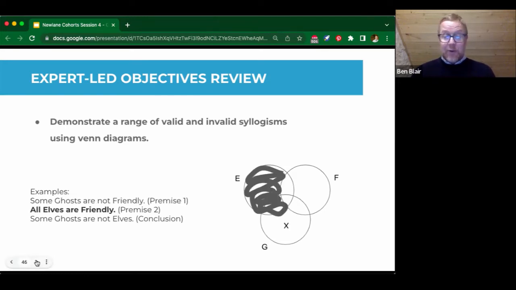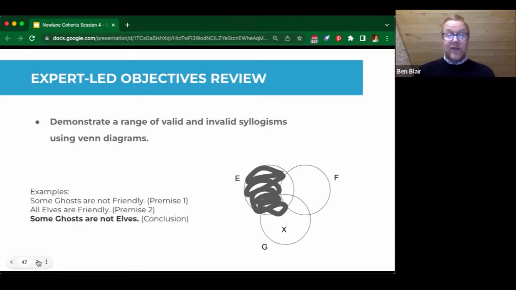But then the next premise, all elves are friendly, now I know where to put the X. Now I know the X is going to be only in the G circle, because I've eliminated everything in the elf circle that doesn't intersect with the friendly circle. And that meant the X that I had there had to be moved. The X that was possibly at the intersection of ghosts and elves had to be moved to be just in the ghost circle.